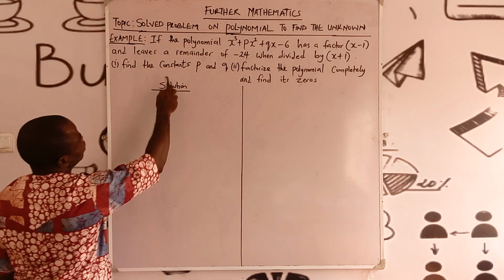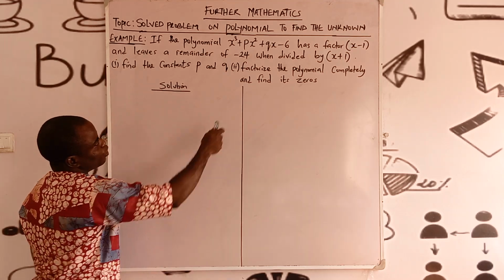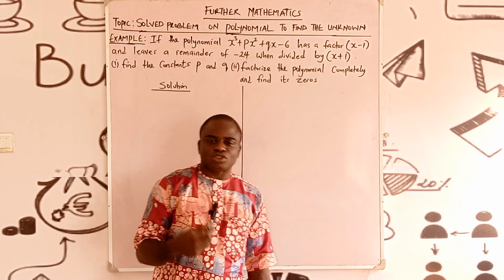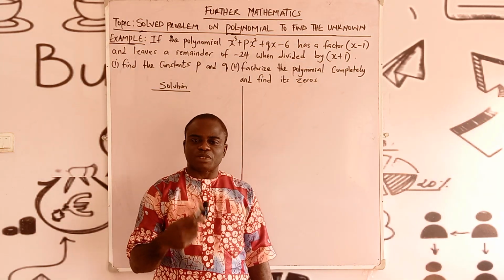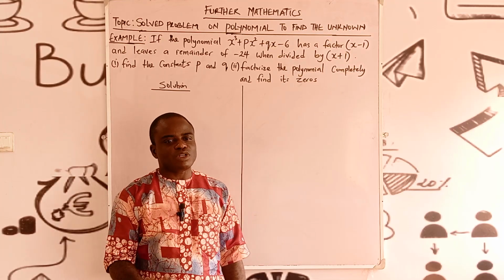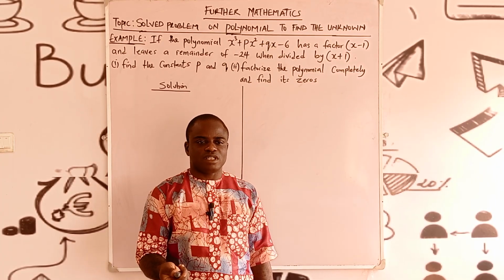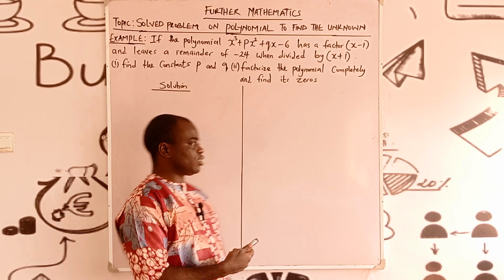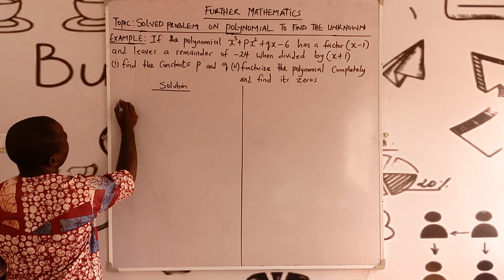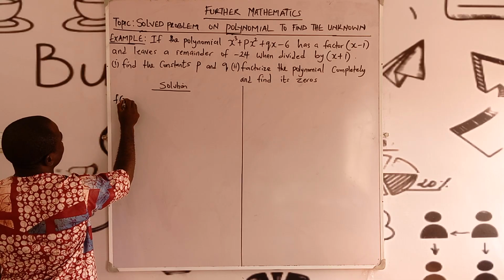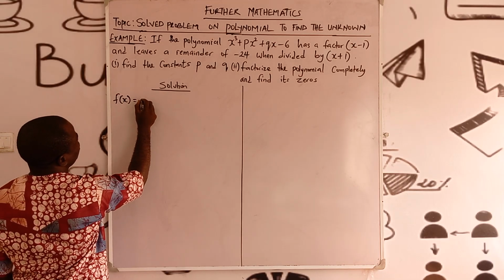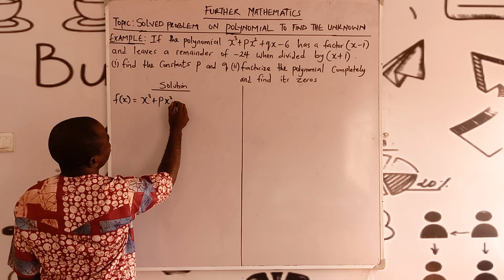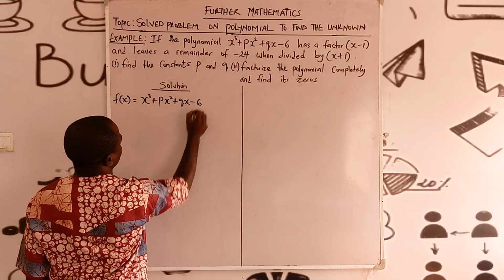Also, we are told to factorize the polynomial completely and find its zeros. Zero does not mean it's automatically 0, but it means that when you substitute the value of x into the polynomial, it must give you 0. We are going to see it, but let's start with the first one. The equation is f of x equals x cubed plus px squared plus qx minus 6.